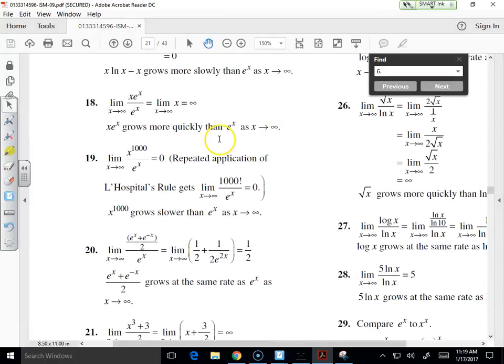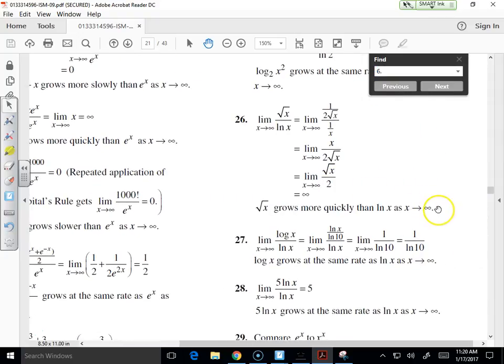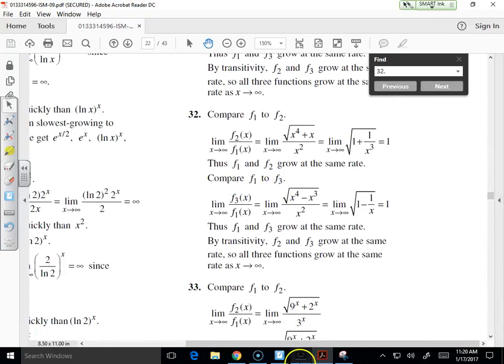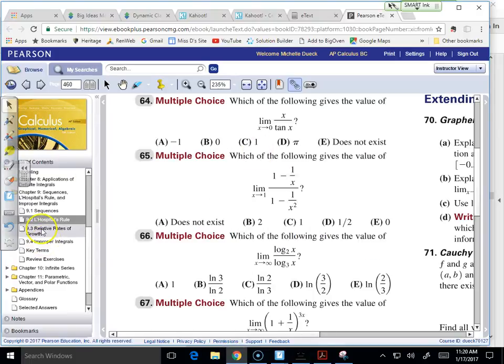Final answer, x times e to the x wins, which you probably could have guessed. What else? 26. Square root of x wins. Interesting. ln is pretty stinking slow. 32. So far, so good? Yeah. We'll do 29 after. Okay. Unless we did it already.